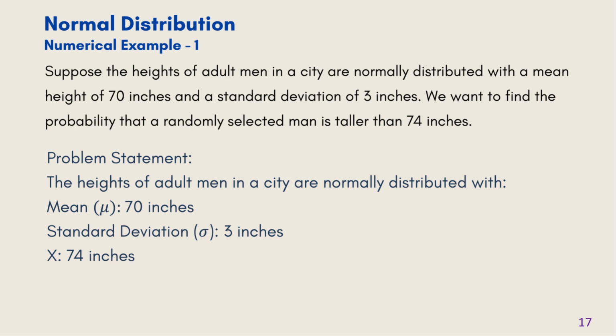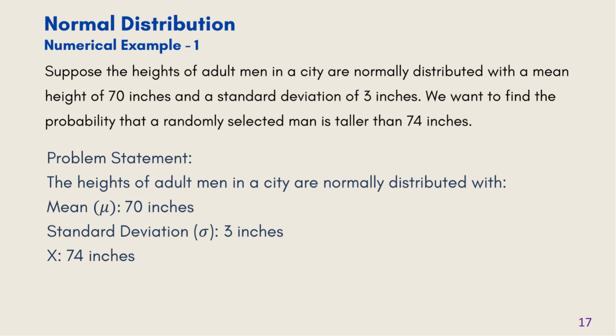This slide presents a numerical example involving the heights of adult men, illustrating how to apply normal distribution concepts in practice. By calculating the probability of a randomly selected man being taller than 74 inches, we can demonstrate the practical implications of statistical analysis in real-world scenarios.